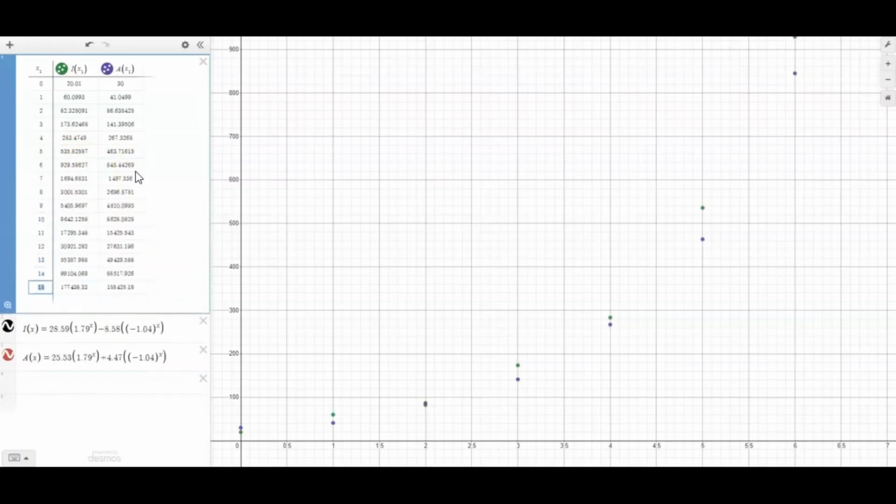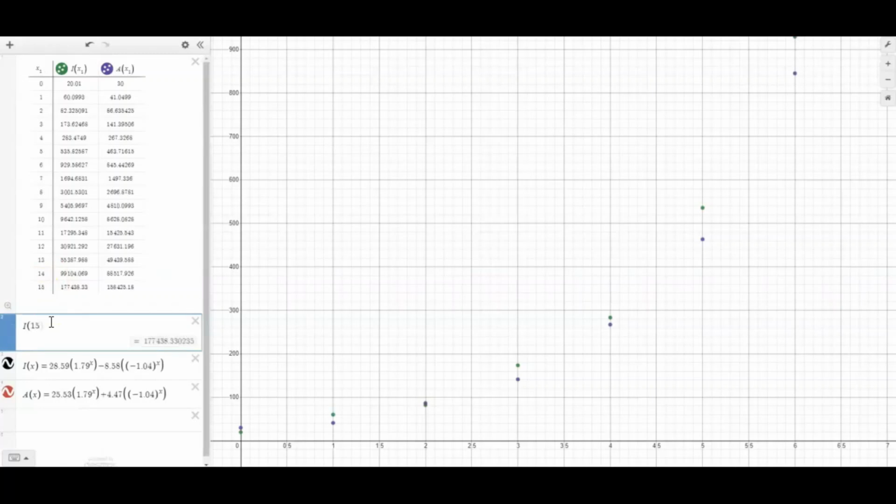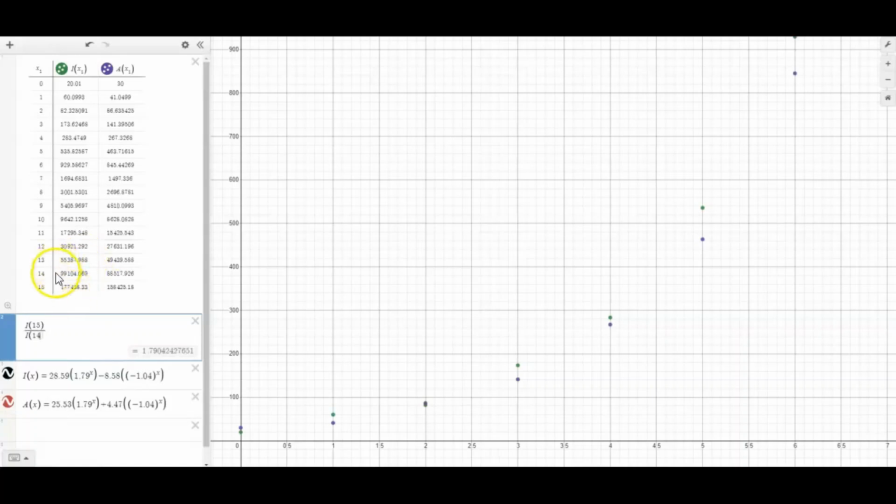And in fact, if I compare, let me insert another expression here. If I compare I of, let's say, 15, and I divide it by I of 14, you can already see that 99,104 to grow to 177,438 represents a growth. It almost doubled. It was about 179% of its previous value.